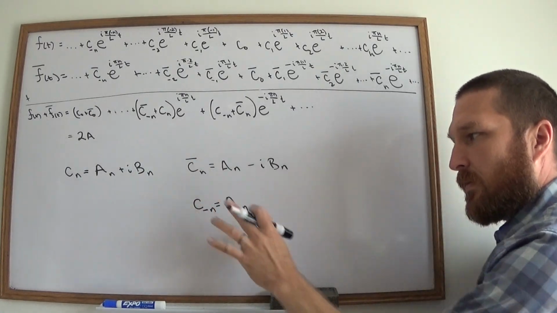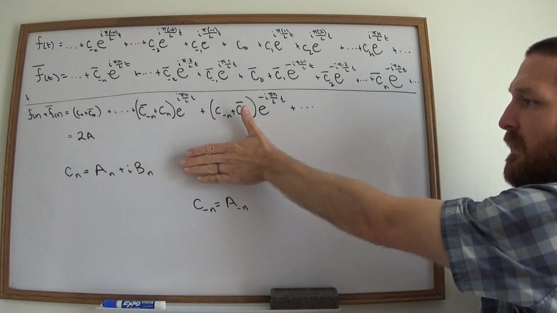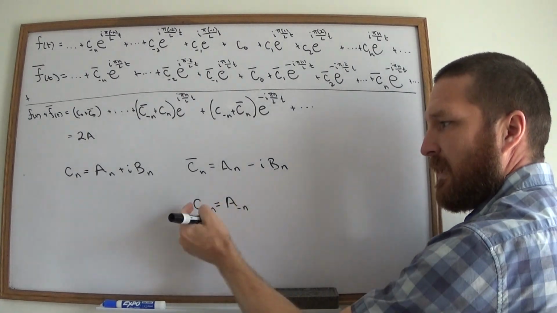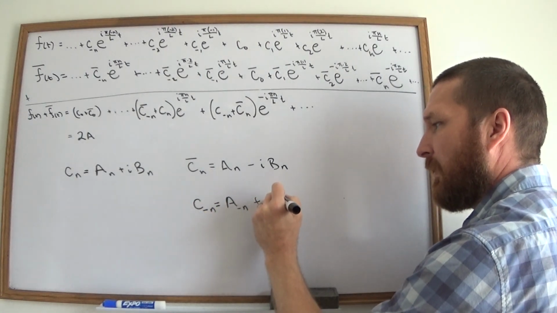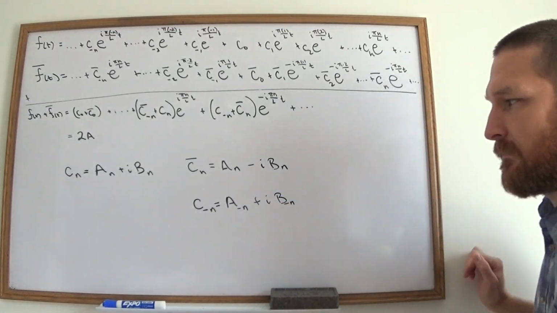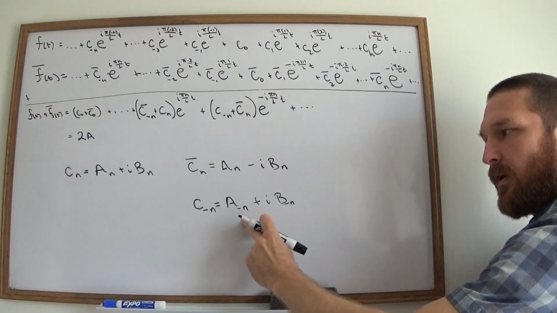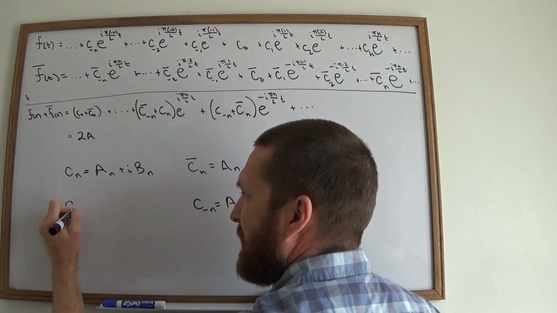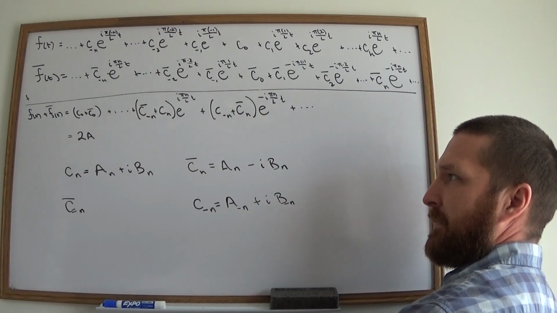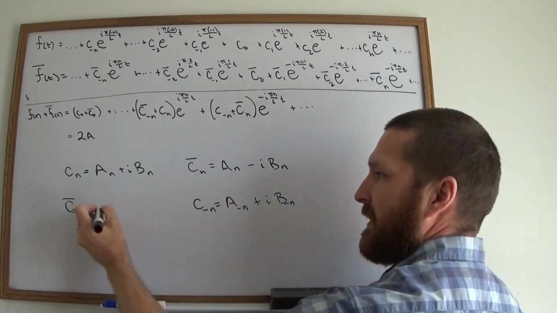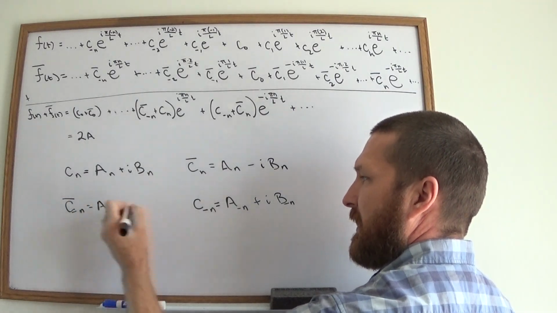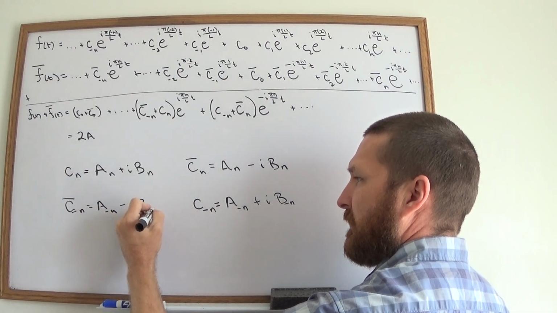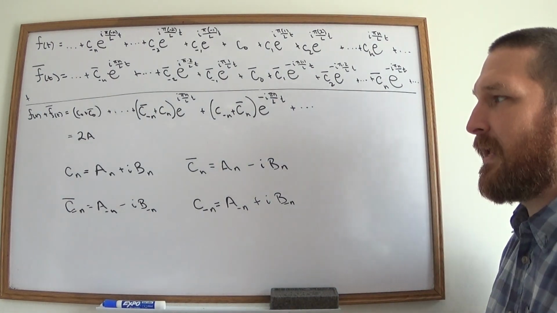Okay, forget that he's there. Don't get caught off guard by that. C negative n, it's not a conjugate, so we're going to say plus I, whatever B negative n is. And its conjugate is then what I get when I make the I negative. So the conjugate, C negative n bar, is A negative n minus I B negative n. Okay, so now we're ready.